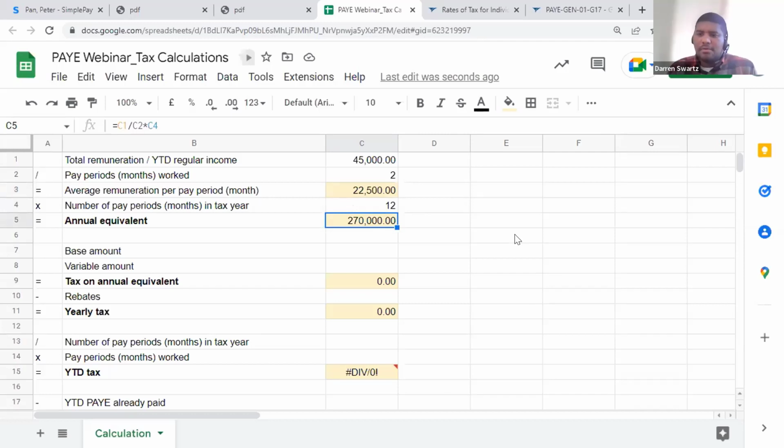Okay, so now that we know this annual equivalent, what's the next step in determining what the pay-as-you-earn liability is for the current payslip period? So the next step would actually be to go and calculate what is the tax that you would pay on this annual equivalent. And that we're going to find out using the tax tables.